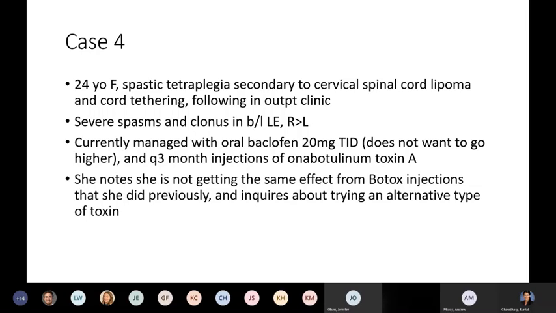And she is getting every 3 month injections of onabotulinum toxin A. She's been getting injections for a couple of years, and she has started noting more recently that she thinks she's not getting the same effect from the Botox injections that she did previously. She's currently at about 500 units total at each injection. And she's inquiring about trying an alternative type of toxin.